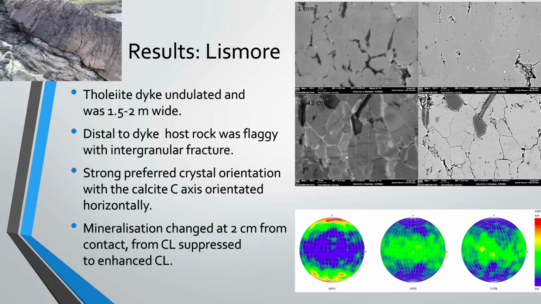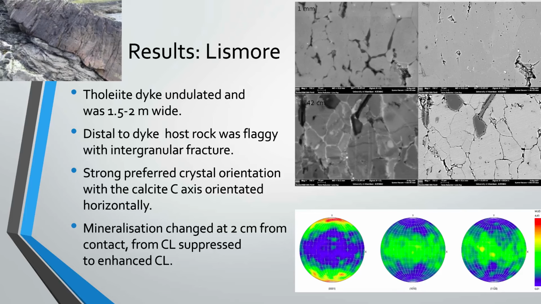At Lismore, prior to emplacement of a 1.5 to 2 metre wide foliatic dyke, the host rock was flaggy marble, with approximately 85% calcite, along with some quartz, feldspar and mica, with abundant intergranular fractures, which followed the strong preferred crystal orientation, with the calcite C-axes orientated horizontally. No relative age relations could be interpreted from the fracture interactions, as the emplacement-related mineralization occurred as one event after the fracture generation had ceased.